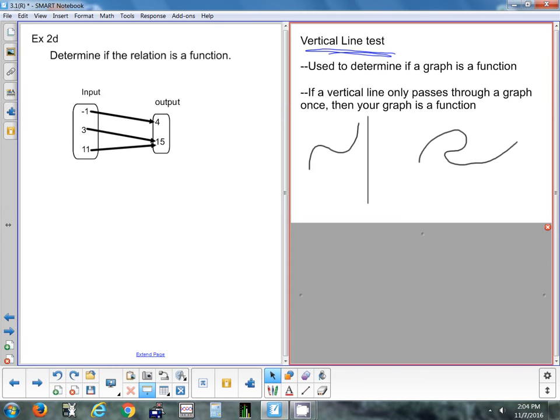When you draw a vertical line, you can put it anywhere you want on your function. If it hits your function more than once, that's not good. You don't have a function. If it only hits it once, that's good. That's what you want. That's a function. So look at this first one. No matter where I put the vertical line, how many times does the vertical line cross that function? Once. Just once, no matter where I put it. So this is a function.